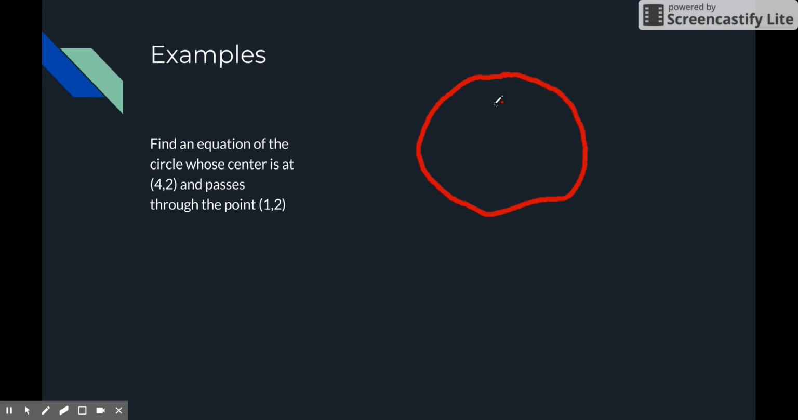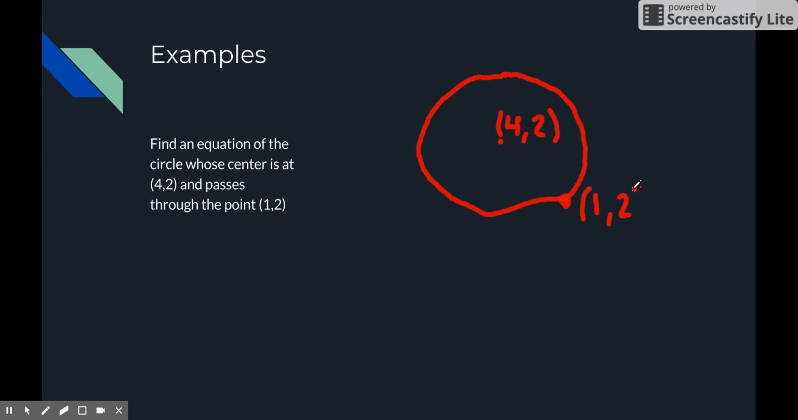Now plug these points back into the equation, and you get (x minus 4) squared plus (y minus 2) squared is equal to 9.